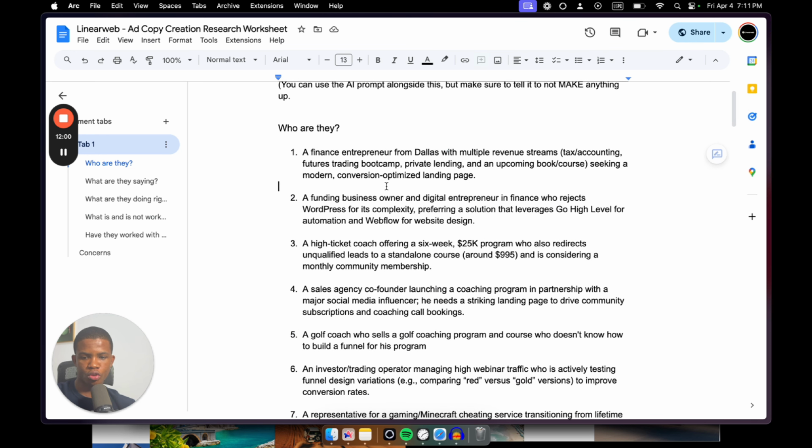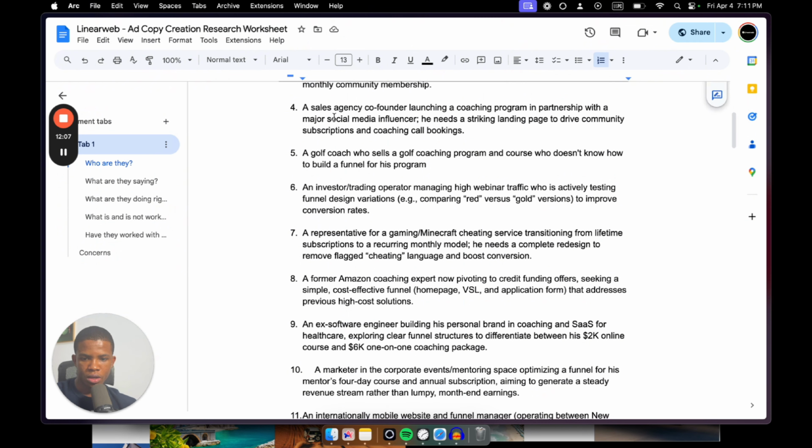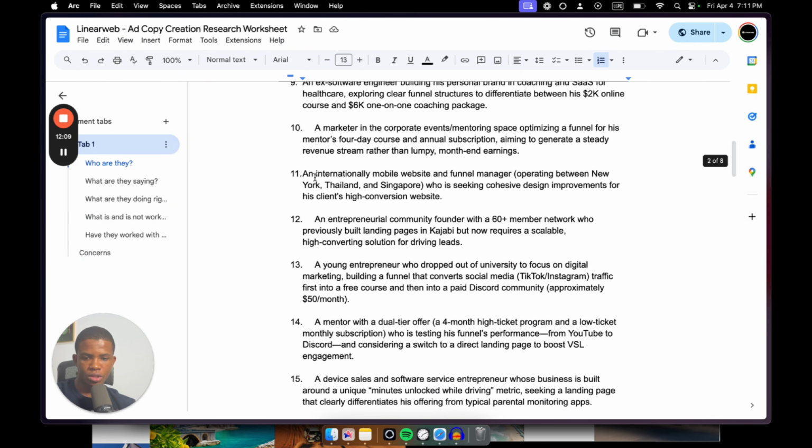We have this: a finance entrepreneur, funding business owner. These are all of our clients. I removed the names for confidentiality. Sales agency owner. So you can see the structure here is the same.